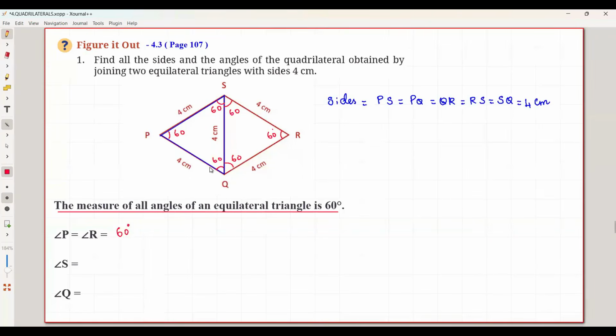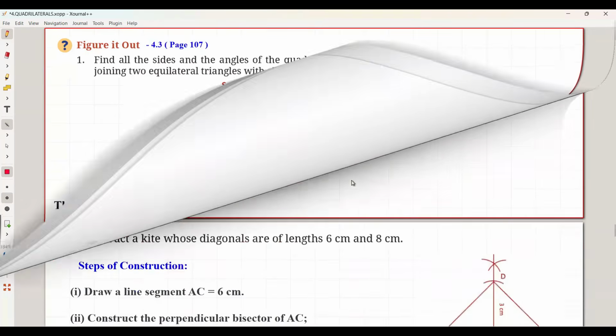Next we have two angles, angle S and angle Q. Total angle S, you can write it as 60 plus 60, which is equal to 120 degrees. Next, angle Q is also 60 plus 60, equal to 120 degrees. That's it. So we found all the sides and all the angles.